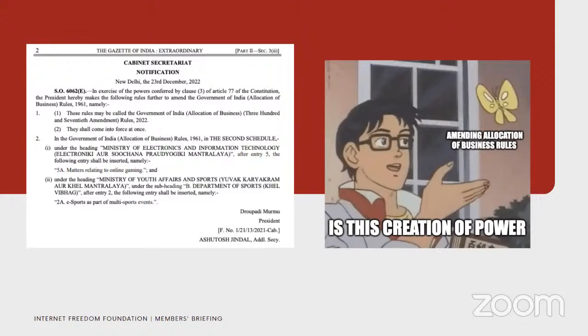The union government notified this change through amending the allocation of business rules, which means that MIT is now the designated ministry to administer these rules. What it does not mean is that the amendment of the allocation of business rules grants MIT the power to exercise this. In order to do so, there must be a clear parliamentary enactment. The union government cannot resort to delegated legislation like the IT rules to expand the mandate of the IT Act by including online gaming. Next slide, please.